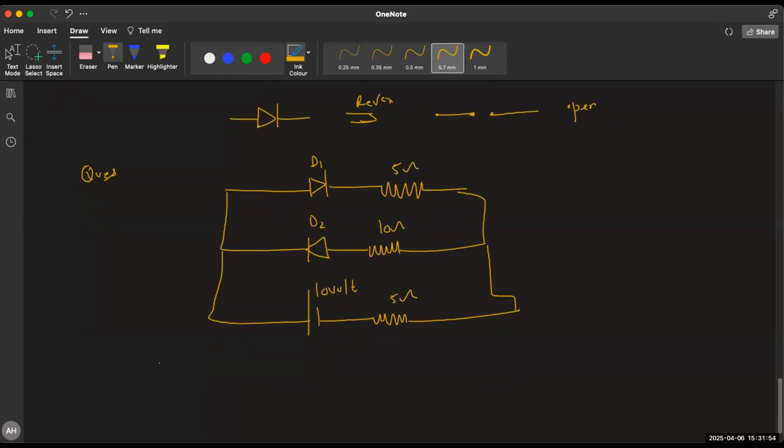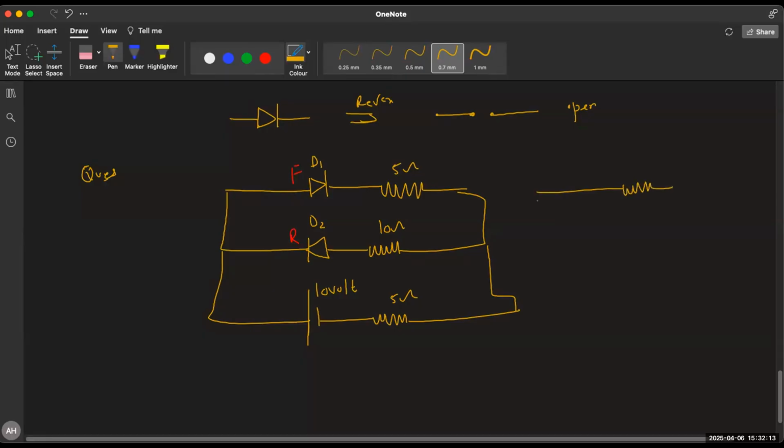First of all, you have to decide which diode is forward biased and which one is reverse biased. In diode 1, the P is connected to the positive terminal, so this diode is forward biased and the other is reverse biased. We replace the forward biased diode with a short circuit and the reverse biased diode with an open circuit. So this is 5 ohm, this is 5 ohm, and this 10 ohm is no more part of the circuit, it's open. And this is 10 volt.